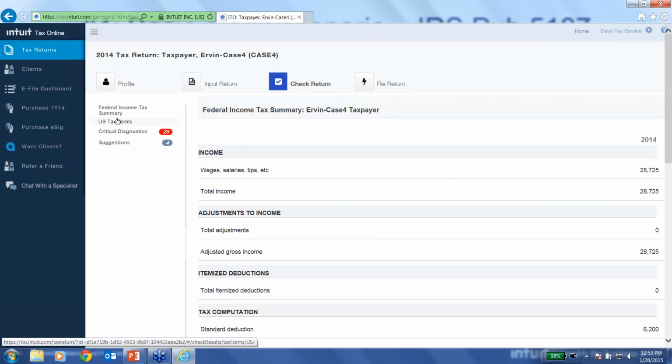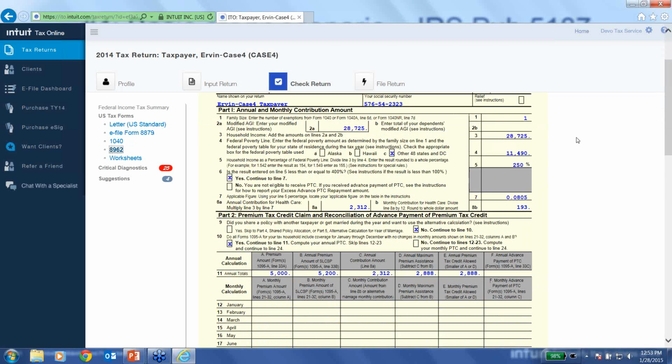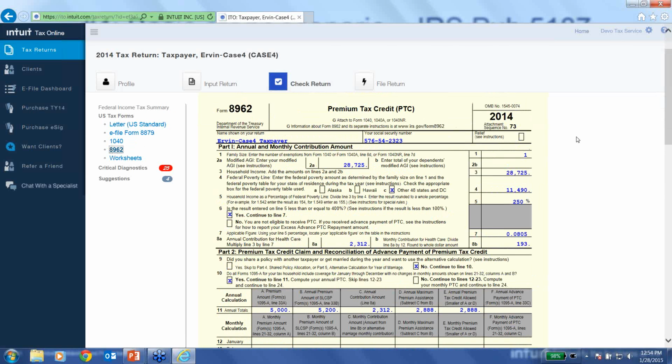Going to check the return. We're going to go to the 8962. So line 1, family size 1. Line 3, $28,725. Line 4 is the amount of the federal poverty line, $11,490. We divide line 4 into line 3, and we're left with 250% of FPL. That gives us an annual contribution for health care of $2,312 for the year. That goes into column C.